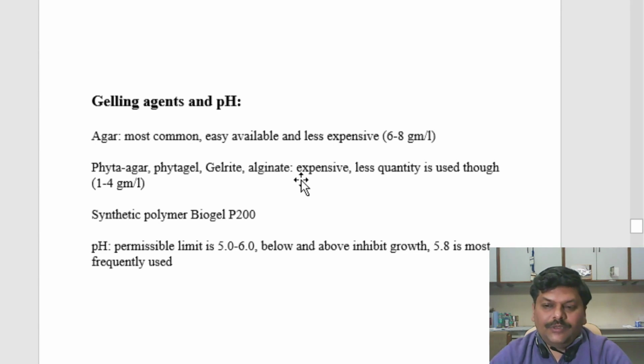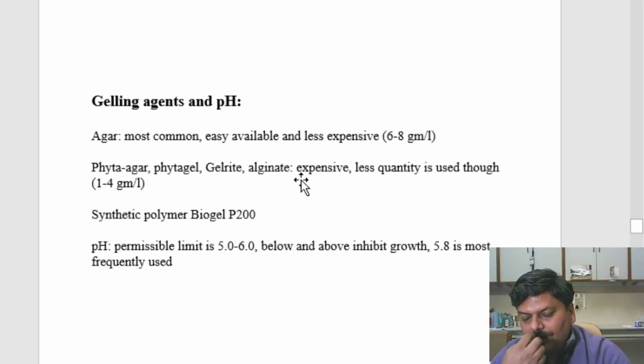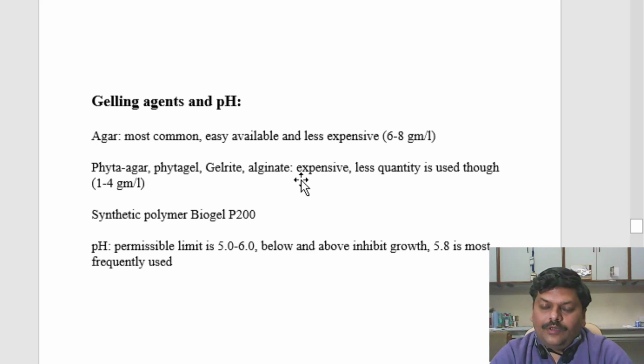And then last but not the least is the gelling agent and the pH of growth media. The most common and most economical gelling agent is agar. Agar is basically a non-reactive polymer originated from cellulose. It is made by certain seaweed algae, and it's white in color, and it is completely non-reactive. It is just used for the solidification of our growth media.